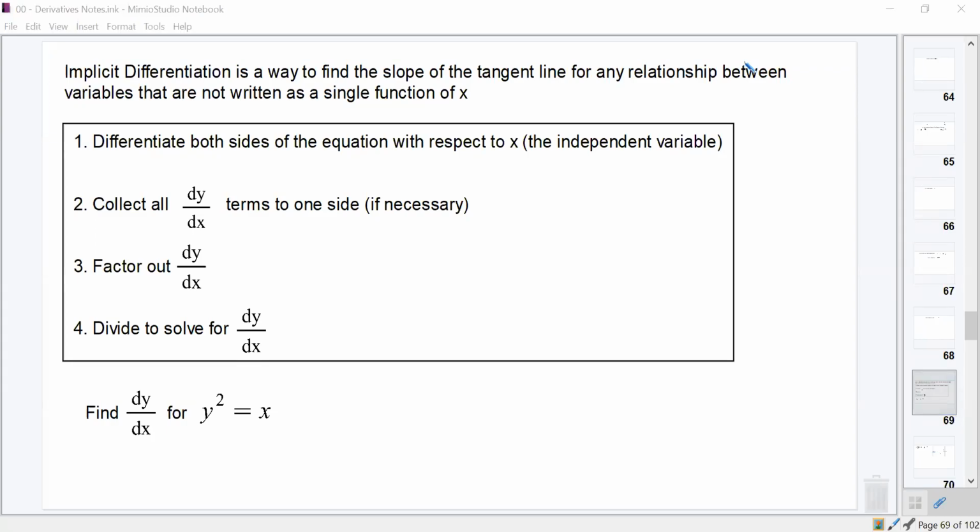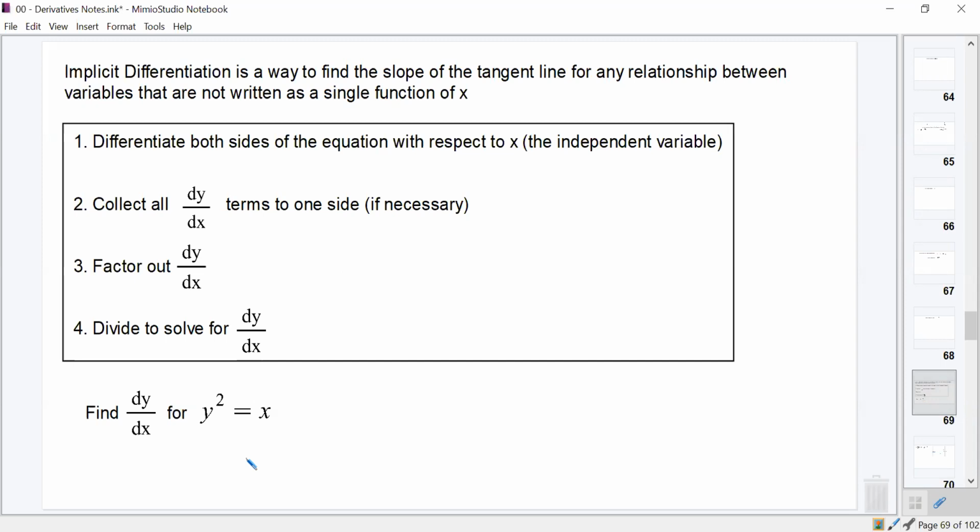Today we're going to talk about a technique for finding the derivative of any relationship between variables, not necessarily functions that are written as y equals something in terms of x. And so we're going to be able to take derivatives of things that are not functions using this method called implicit differentiation. And so the first thing that we're going to do when we do implicit differentiation for some equation like this one here, y squared equals x, where it's not explicitly solved as y equals a function of x.